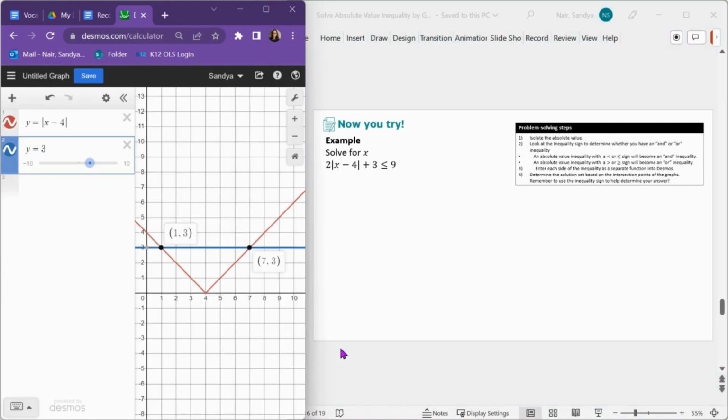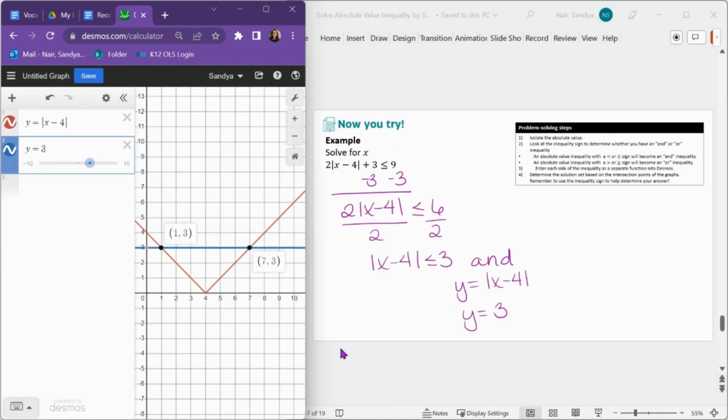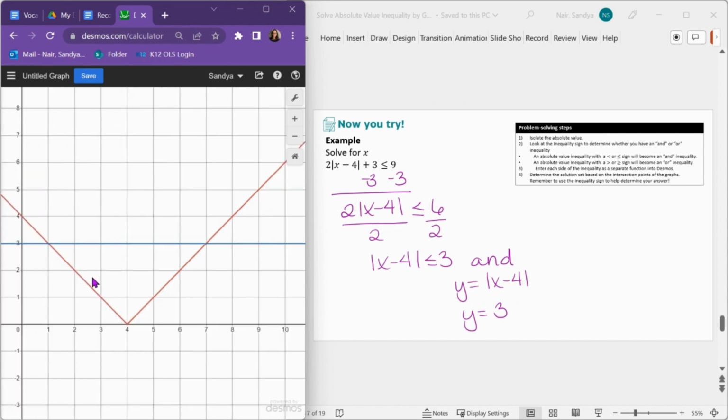So I started this problem by going ahead and isolating the absolute value. So I started off by subtracting 3 from both sides, and then I divided both sides by 2. So that gave me the absolute value of x minus 4 is less than or equal to 3, which is an AND inequality. So I went ahead and entered this in Desmos as y equals the absolute value of x minus 4 and y equals 3. So notice that we have our two intersection points here at x equals 1 and x equals 7.